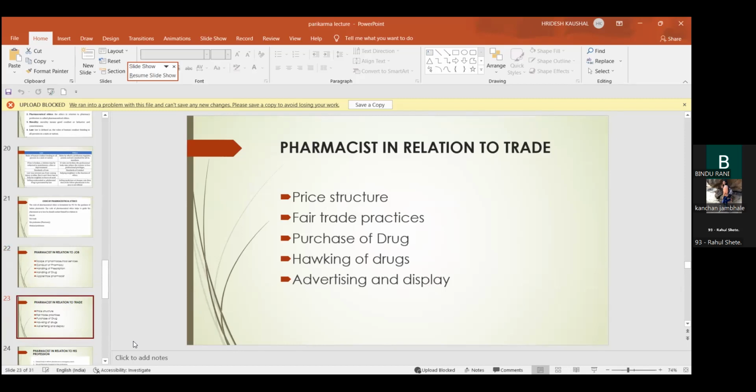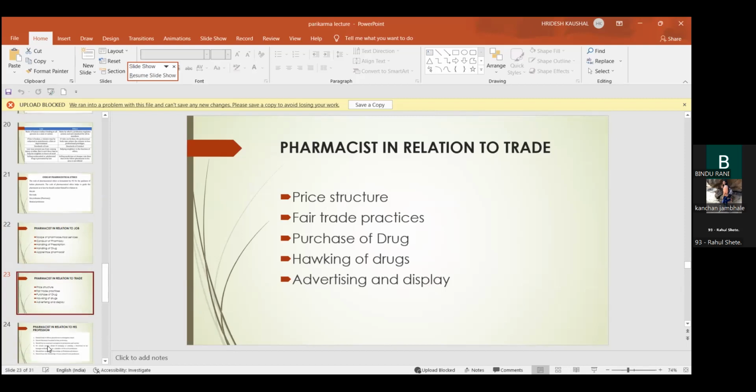We have to not say, come and take the medicine from my medical shop, I will give this much discount, that much discount. That should be avoided while practicing our own business of the pharmacy.